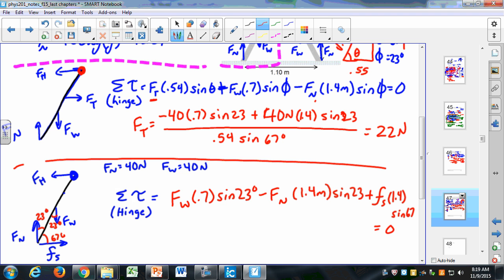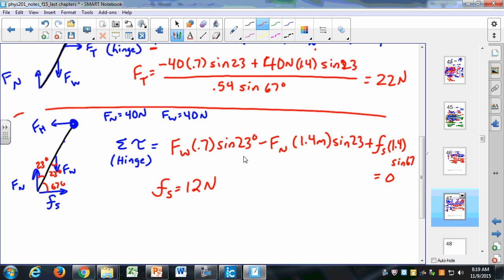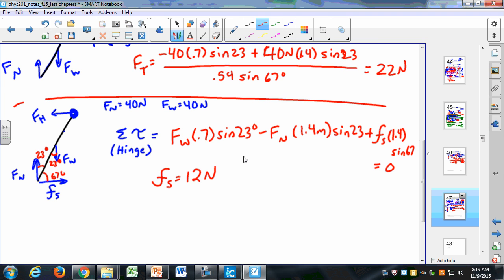I can solve for Fs. I'll let you do this on your own. But Fs works out to be 12 newtons. And then if I want to find the coefficient of friction, that is really what I'm looking for. Mu s is Fs over Fn. Remember, we had this expression for Fs was mu s Fn. So it's going to be 12 over 40, which is 0.3.